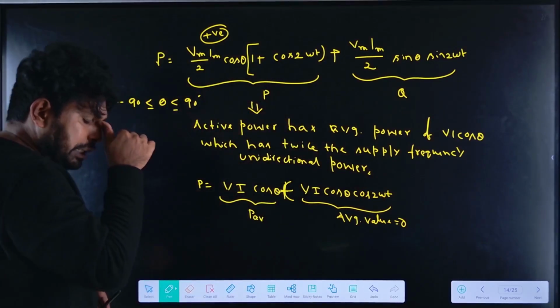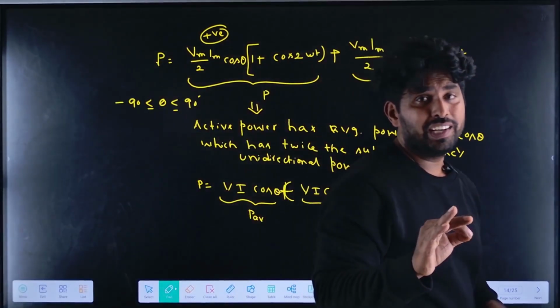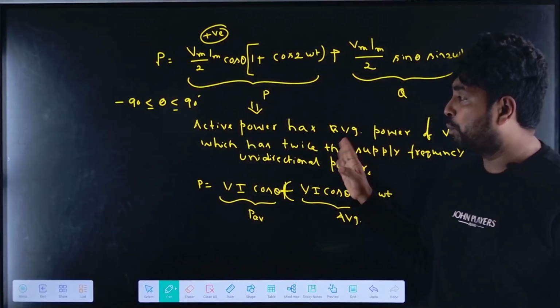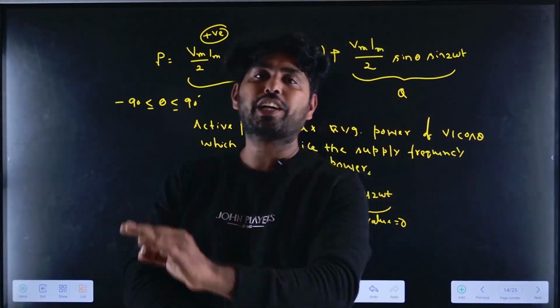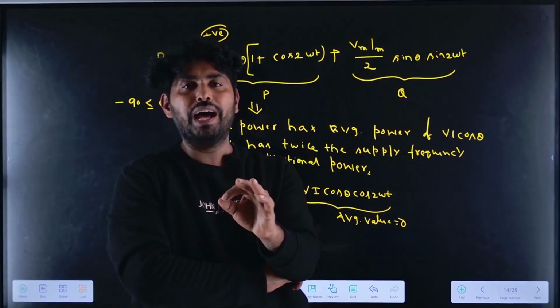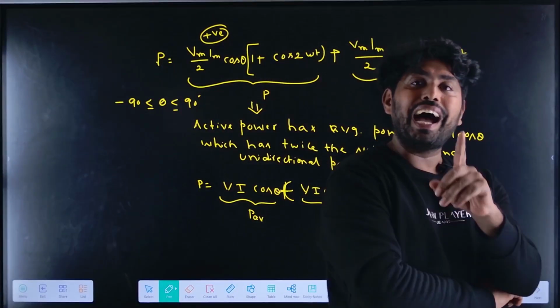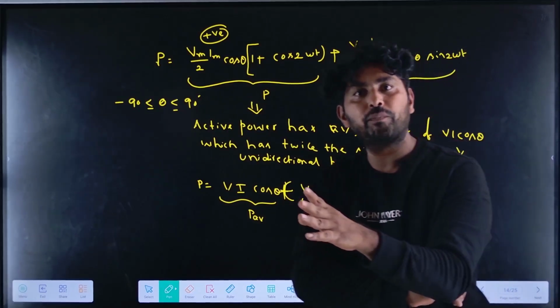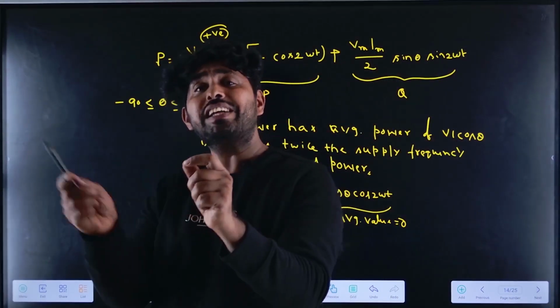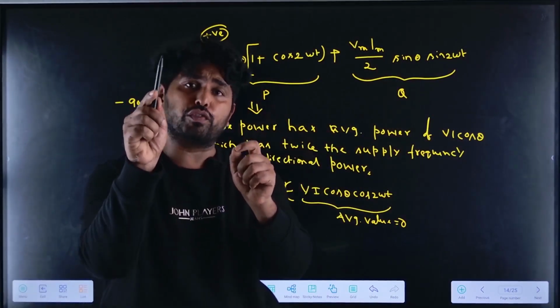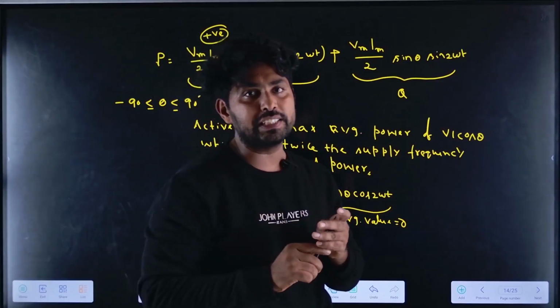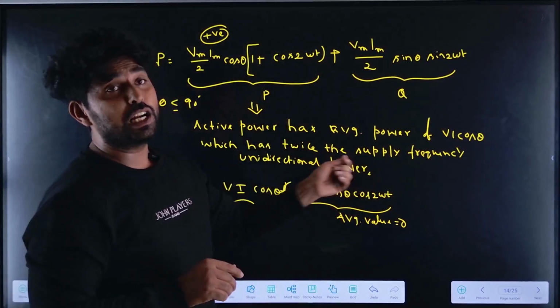Unidirectional power. So here we define the active power. What is an active power? Active power, very simple. Active power has an average value of Vi cos theta, and has the frequency of twice the supply frequency, and it is a unidirectional power.